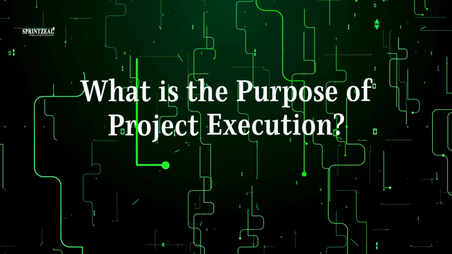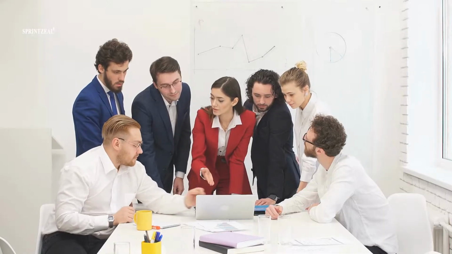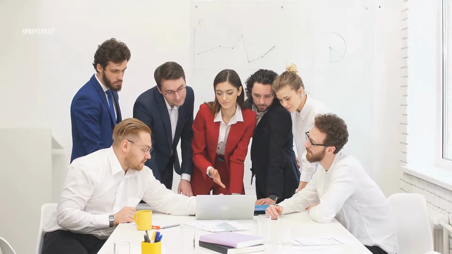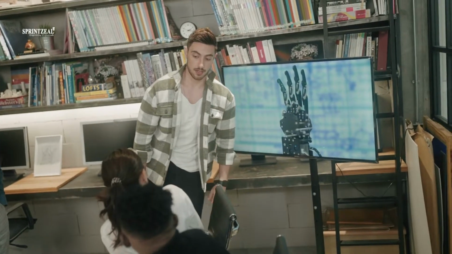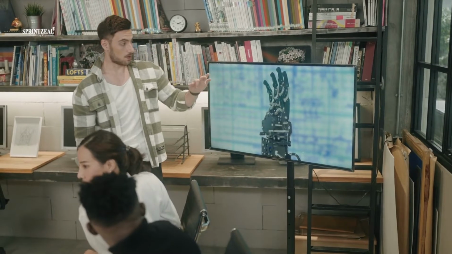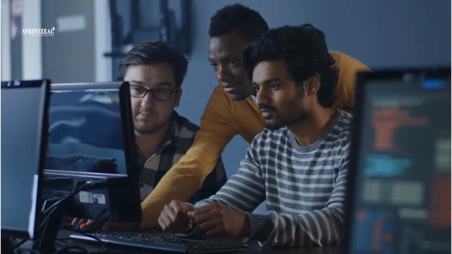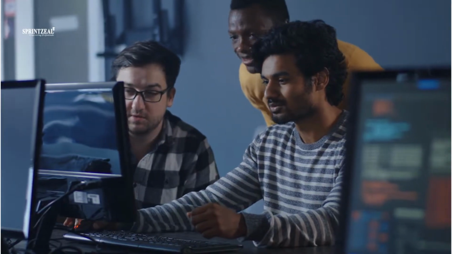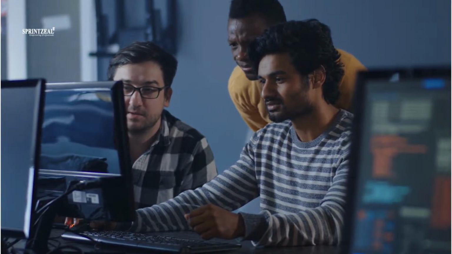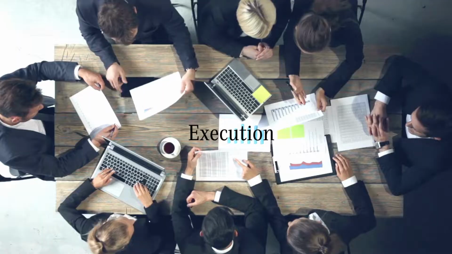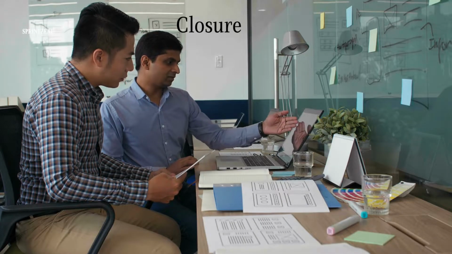What is the purpose of project execution? Project execution, or project implementation, is the phase in which the plan created at earlier stages of the project life cycle is put into action. Any strategies and approaches made will be executed during this process to get the job done. Execution comes third in the project life cycle of four stages, i.e., initiation, planning, execution, and closure.